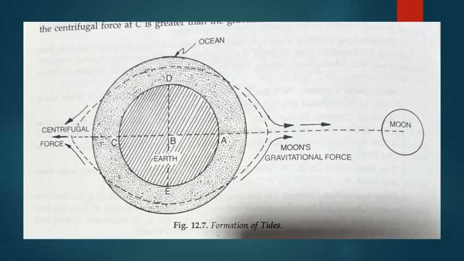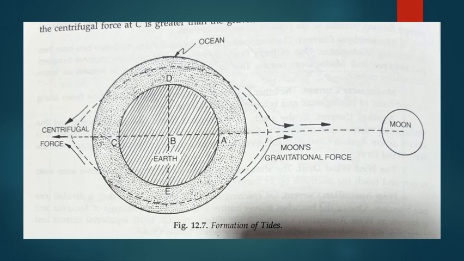Now this diagram is not there in your textbook and you don't have to worry about it. I have put this diagram just to explain to you the formation of high tides and low tides. So in this diagram you can see the moon is placed here. This is the earth and we can see that there is a high tide at point A.